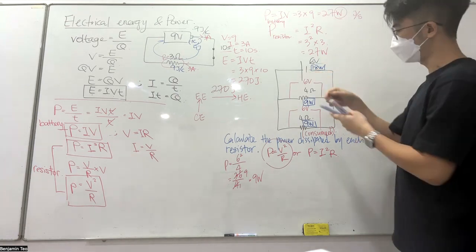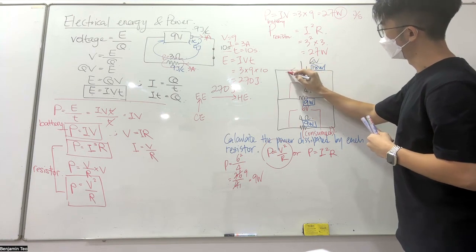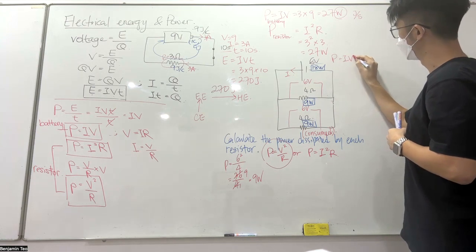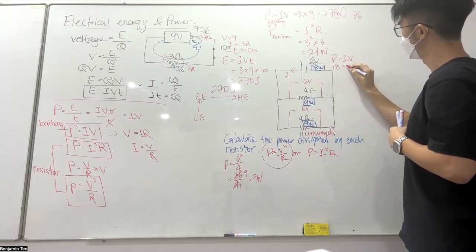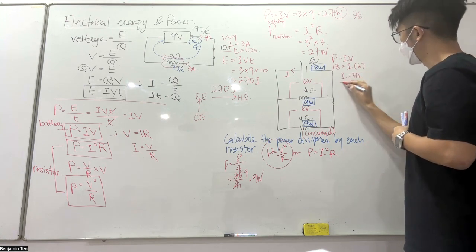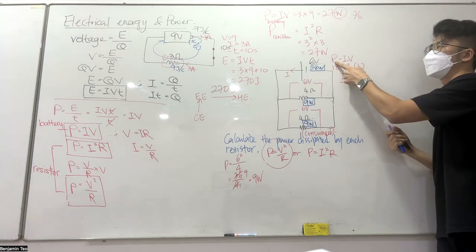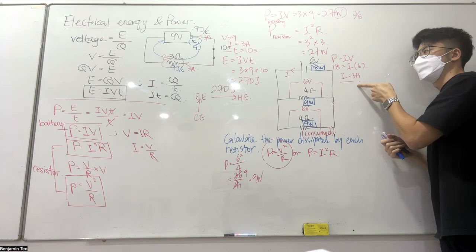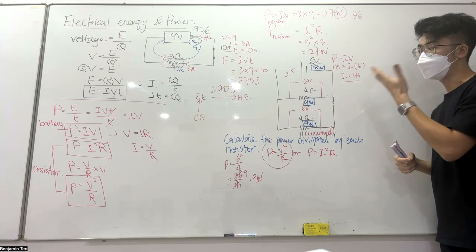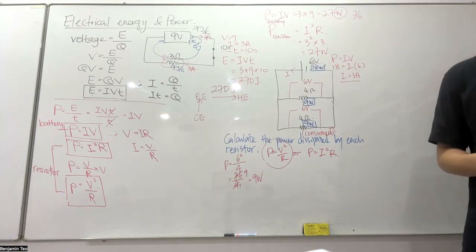If I get the power of the battery, what's the current coming out of the battery? I can use the power of the battery, P = IV. I can also use this to find the current. If you say, oh, I want to use V = IR to find the current, you will still get the same answer, 3 ampere.